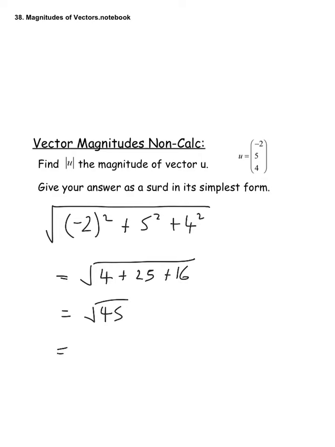It asks you to leave your answer as a surd in its simplest form, so we need to find a square number that goes into 45. The square number that goes into 45 is 9, and you have to multiply that by 5 in order to make 45. The square root of 9 is 3, that's our normal number outside the surd, and the square root of 5 stays inside the surd. Our answer is 3 root 5 for that one.